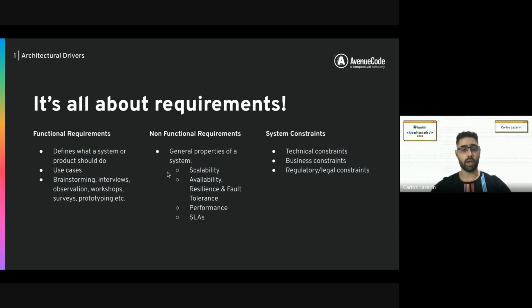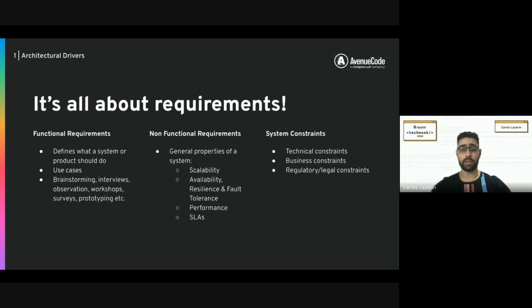The functional requirements define what our system should do, right? Given a specific input from users, our system is going to process something and provide an output. And having that in mind, we can create a use case with the actors and the system interacting together. And how can we collect those functional requirements? We can have brainstorm sessions, interviews, observation, workshops, surveys, prototyping, etc.